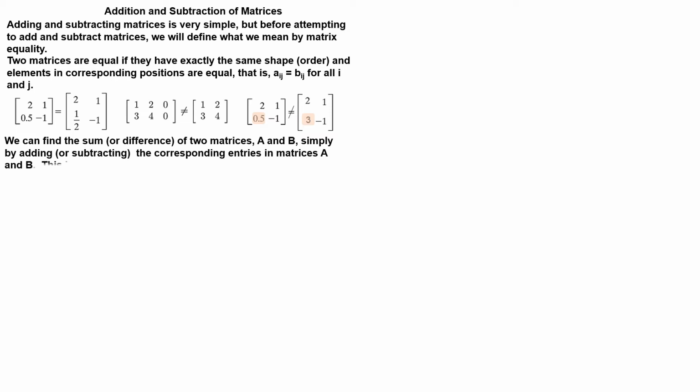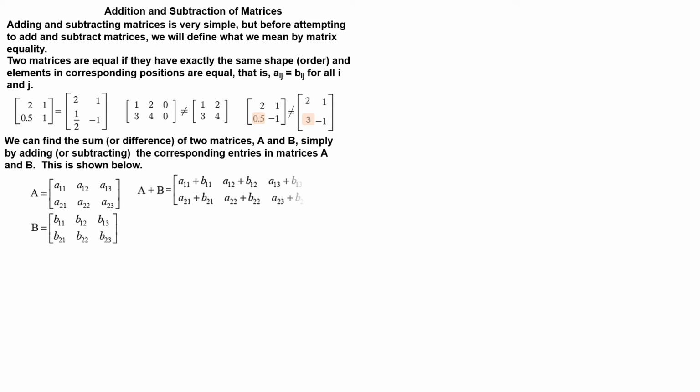We can find the sum or difference of two matrices, A and B, simply by adding or subtracting the corresponding entries in matrices A and B. This is shown below. Given two matrices, matrix A and matrix B, the sum of the two matrices A plus B is obtained by adding the corresponding elements of the given matrices. In other words, to add or subtract two matrices, we simply add or subtract corresponding elements.